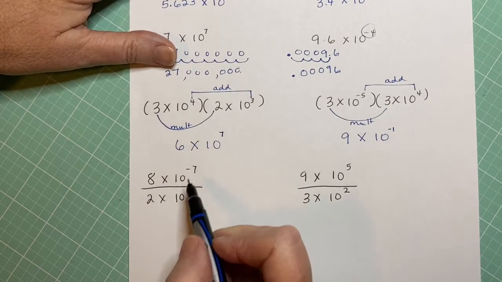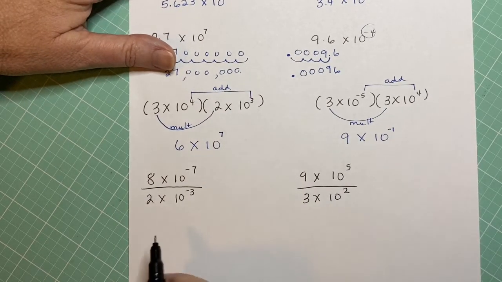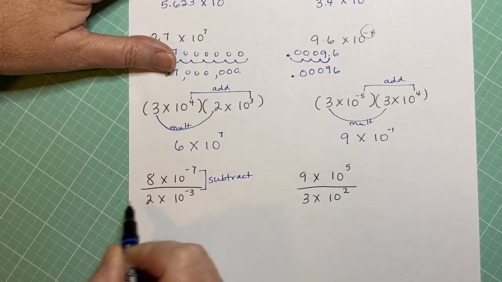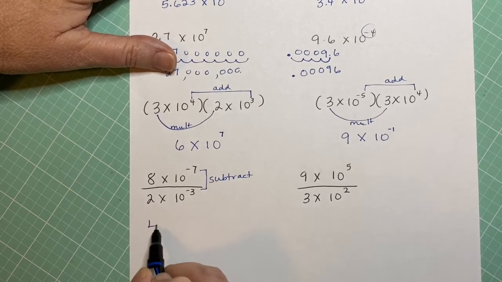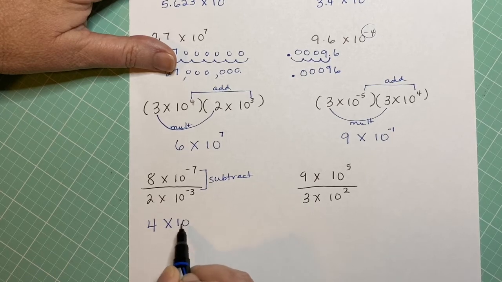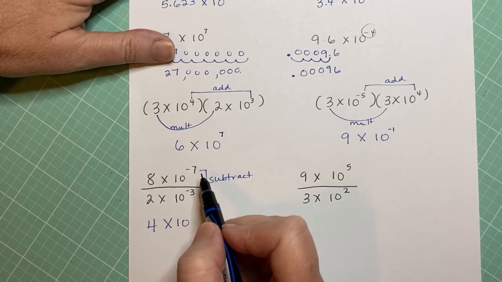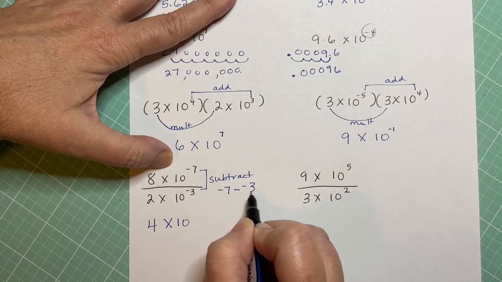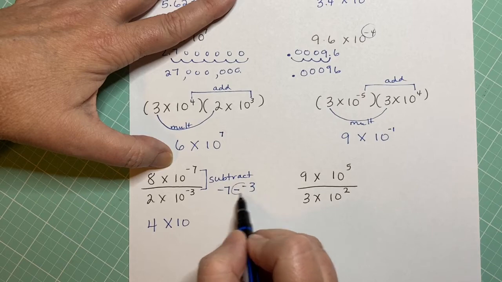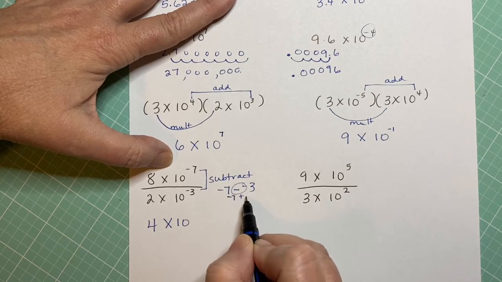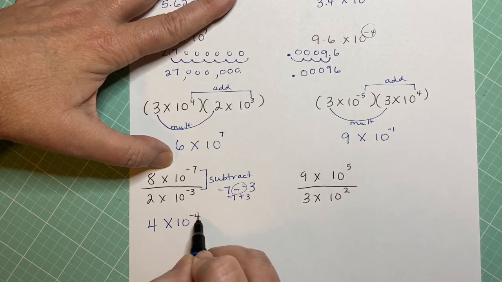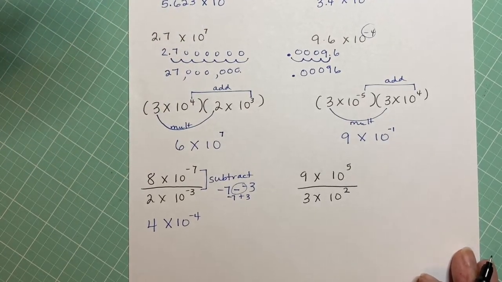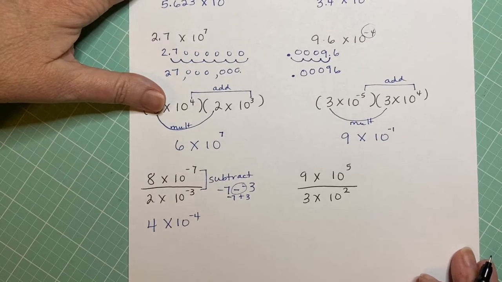Let's look at division. When you divide exponents, you really subtract. So you say 8 divided by 2 is 4, and then you have your times 10. You just got to be careful on your signs here, because what you've got is -7 minus -3, but 2 negatives make a positive, so it's really -7 plus 3, or -4. So if you've got a negative, you have to remember you subtract a negative, which makes it a positive.